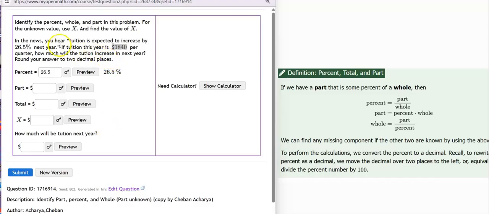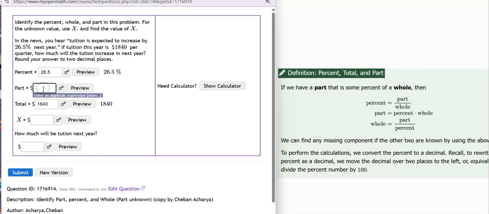Let's continue reading the question. If the tuition this year is $1,804 per quarter, so this is the whole in the question, okay, because we need to know how much the tuition increases next year. So how much tuition increases, that's the part of this $1,840. So $1,840 is total. So you put $1,840 as a total, but part is unknown.